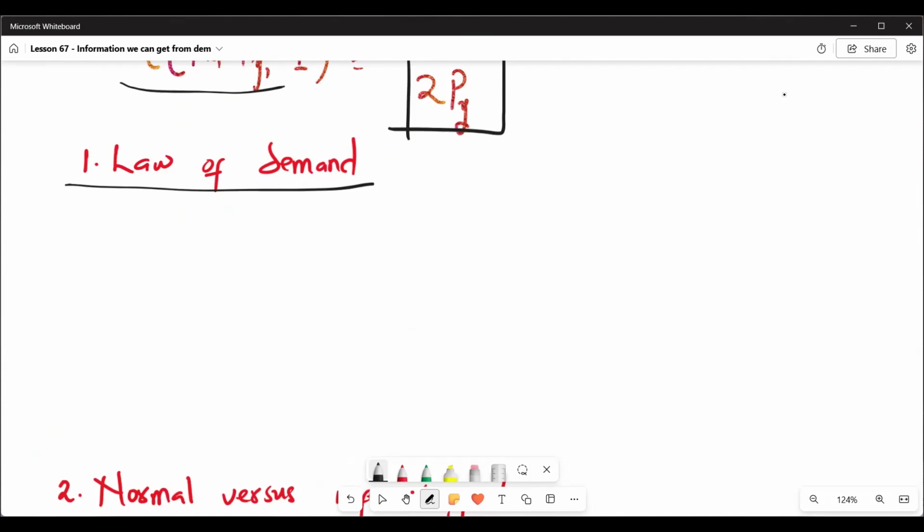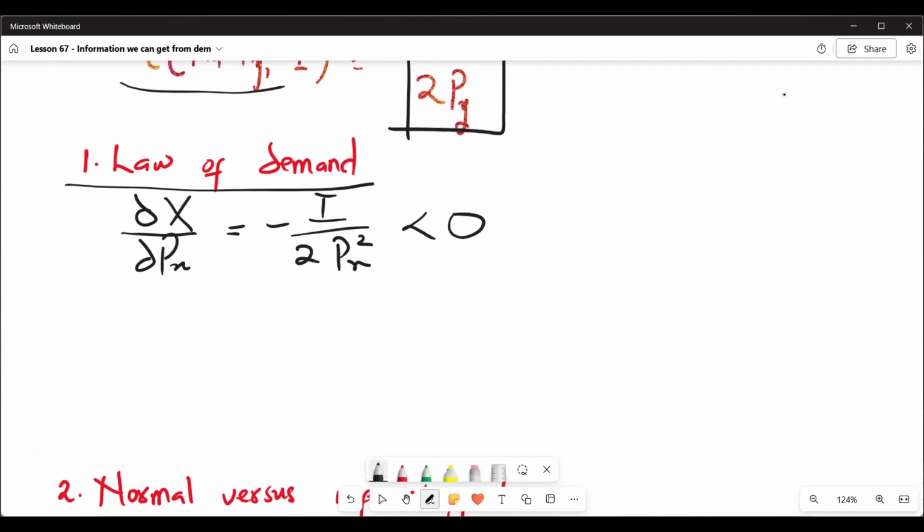vice versa. Now to show this algebraically, if we start with good x, all we have to do is differentiate the demand function for good x with respect to the price of good x. Now, given our demand function, this will give us minus I divided by 2px squared. Now, we can immediately see that this is negative, which implies the negative relationship between the price and the quantity demanded. So this is just a mathematical way of showing the law of demand, that if the price of a good increases, the demand decreases and vice versa.